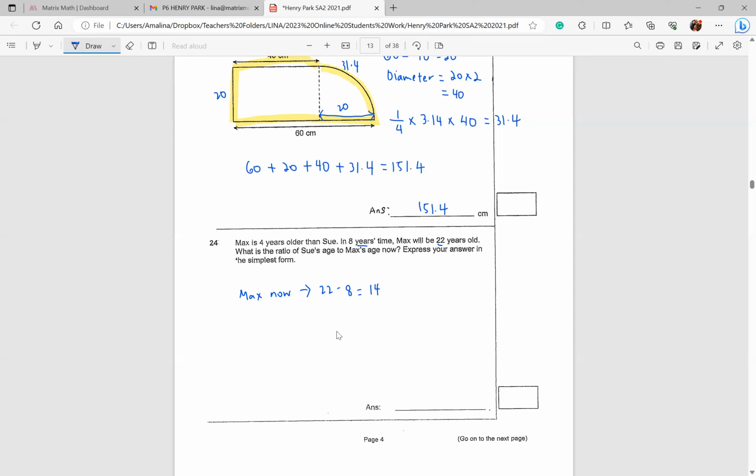And because Max is 4 years older than Sue, I can find Sue now as well. So I take 14, I minus off 4, I get 10 years for Sue. So once I get their ages, I can find your ratio for Sue to Max now. So Sue is 10, Max is 14. And then you simplify this, I get 5 is to 7. So that's the answer for question 24.